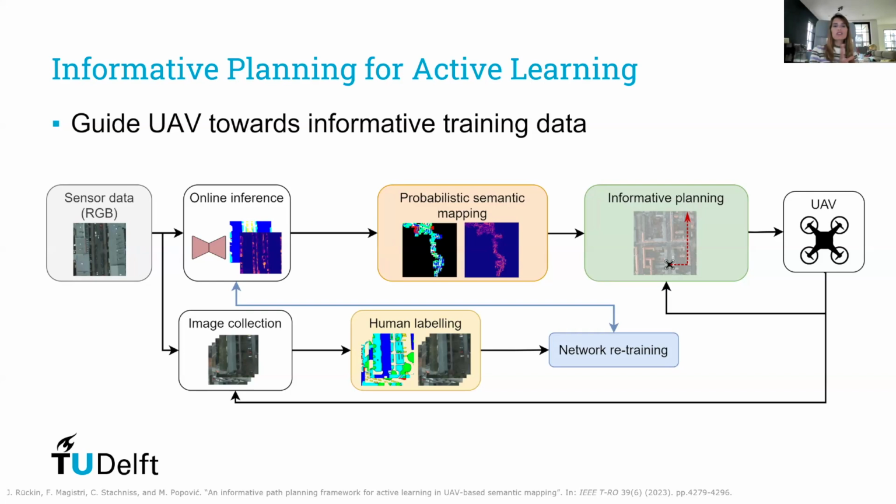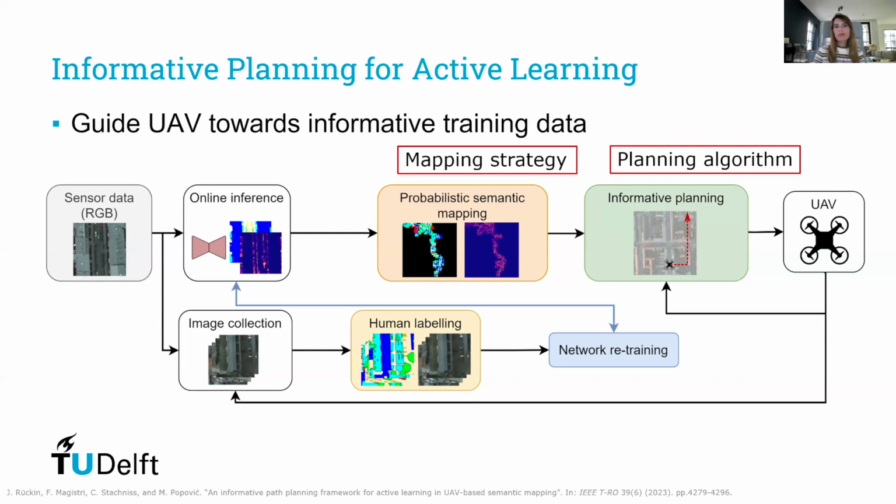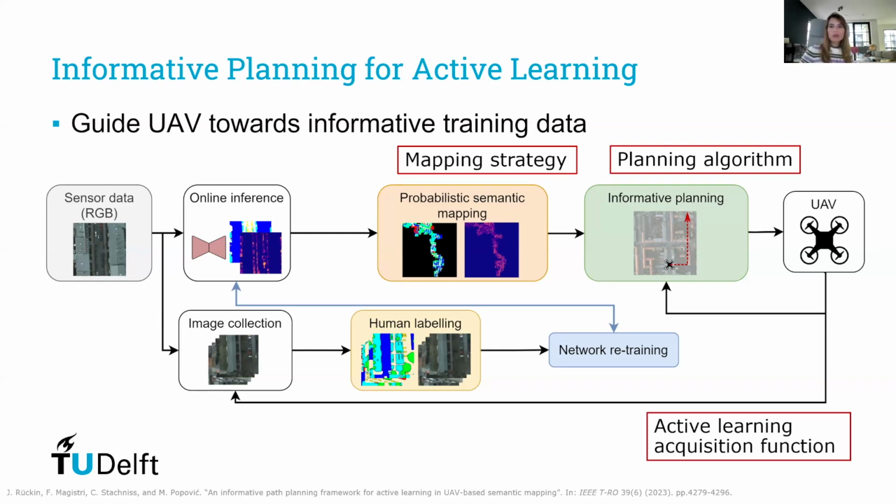Now, this is a general framework that we propose that interweaves this idea of robot active planning, active sensing, and active learning. And here we obviously have different components in this planning framework. So we have to decide what kind of planning algorithm we're going to use. We have to think about how we're going to implement the map. And also, importantly, we need to decide on the active learning acquisition function. So how do we actually pick these uncertain images? How do we represent that mathematically?